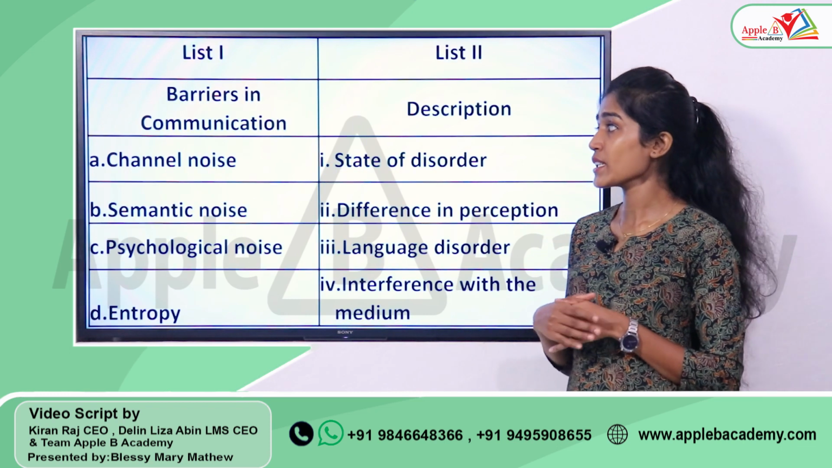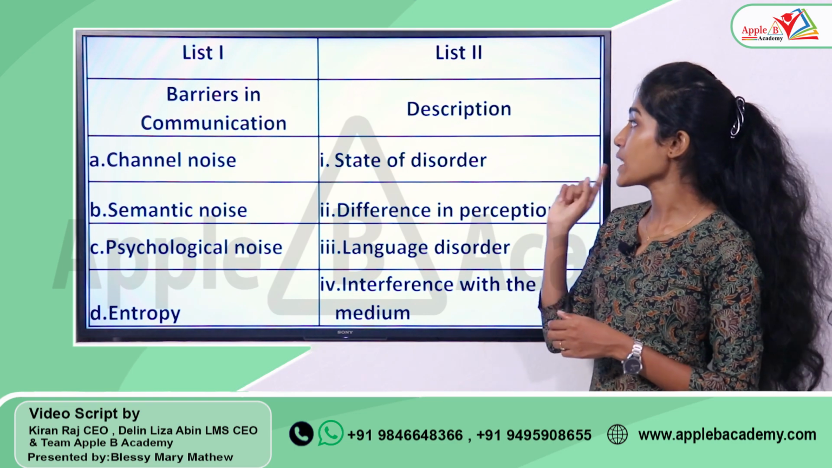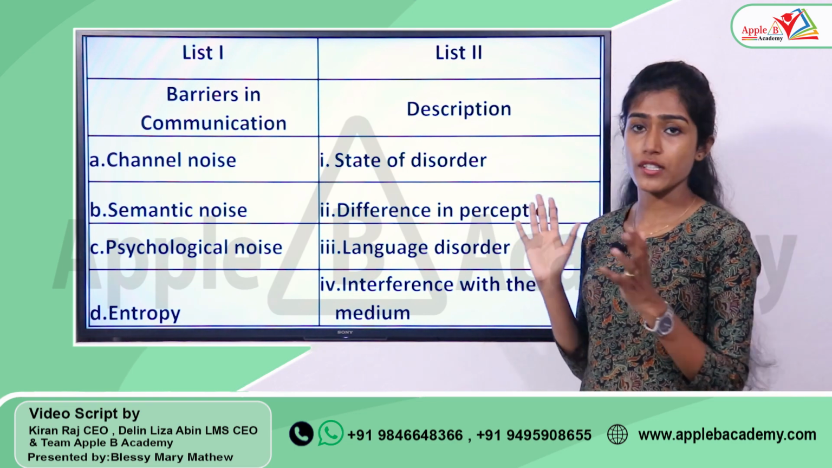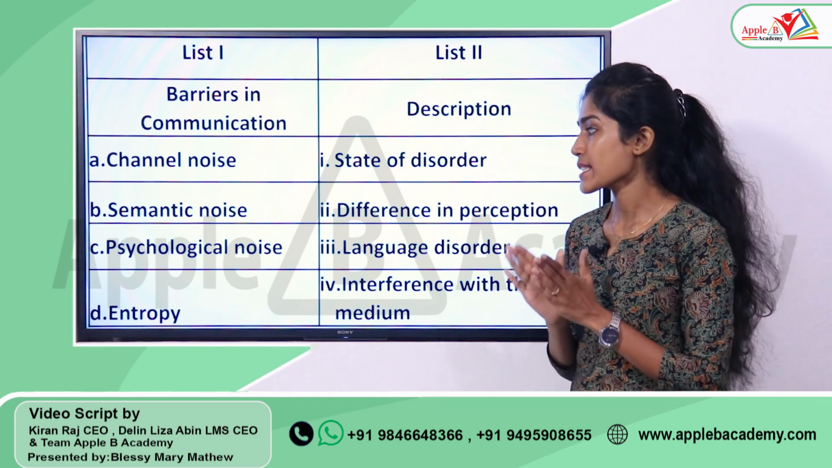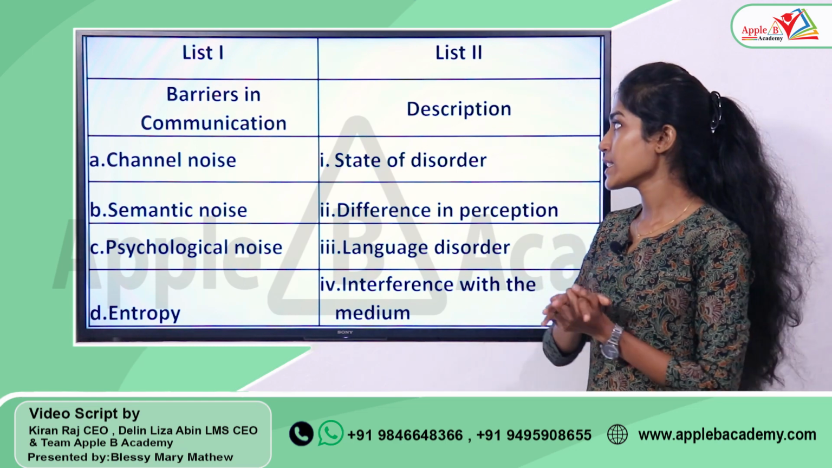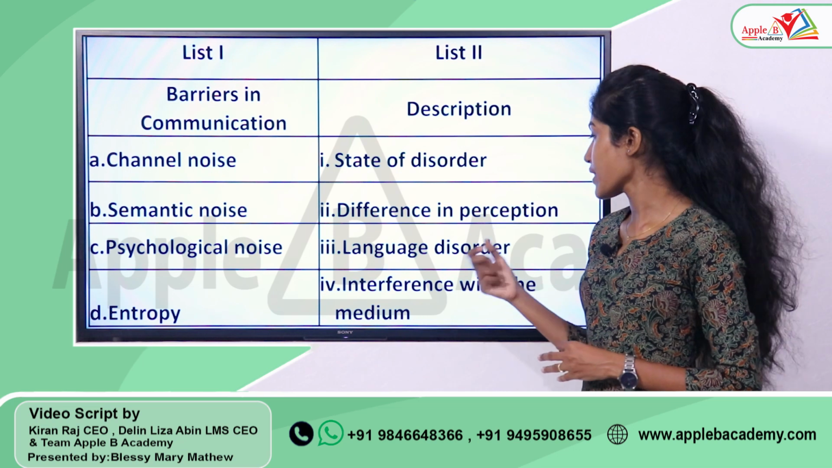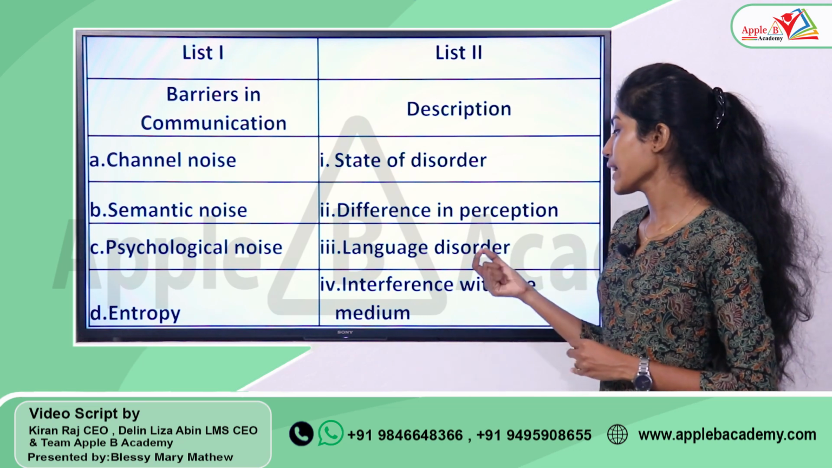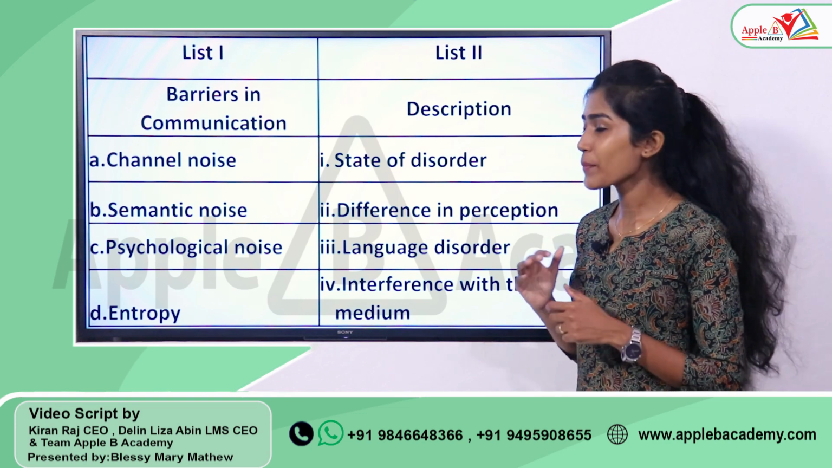Coming to the next question, we are given various barriers in communication in list 1, and we have the description in list 2. So this is a match the following question. In list 1, we have channel noise, semantic noise, psychological noise, and entropy. In list 2, we have descriptions like state of disorder, difference in perception, language disorder, interference with the medium. So what do you mean by this noise?